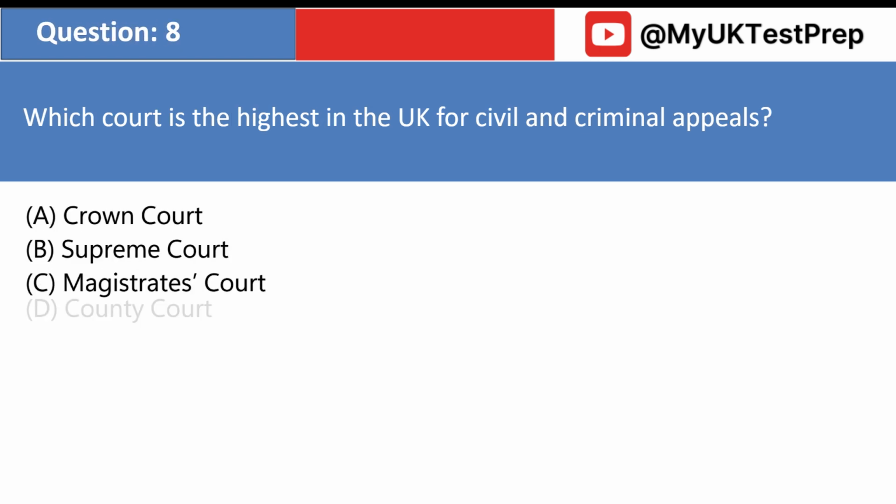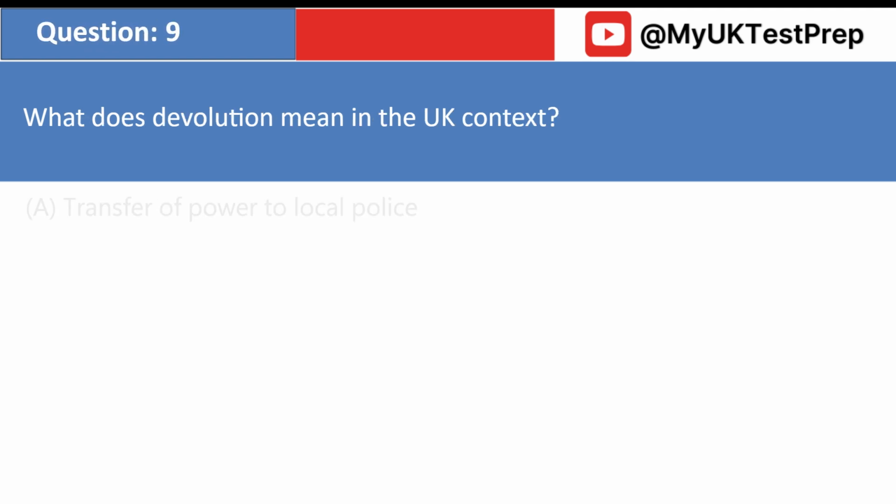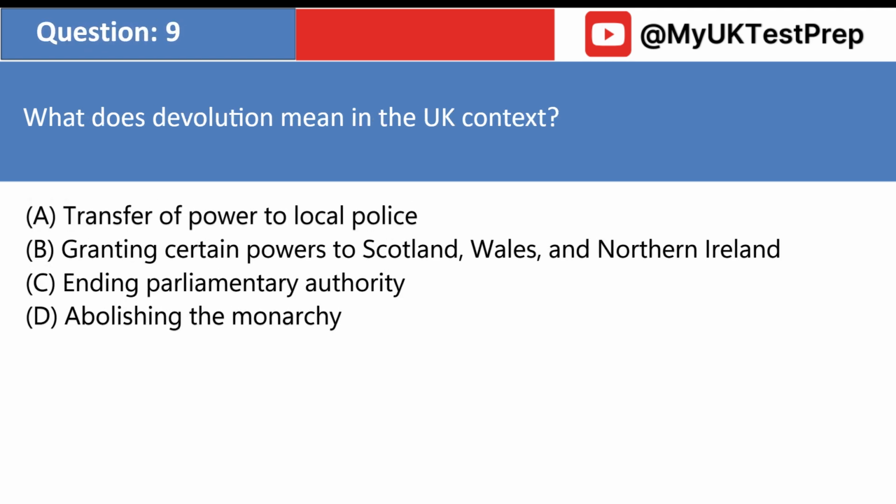Which court is the highest in the UK for civil and criminal appeals? A. Crown Court. B. Supreme Court. C. Magistrates' Court. D. County Court. Answer: B. The Supreme Court is the final court of appeal for civil cases and significant constitutional matters in the UK.